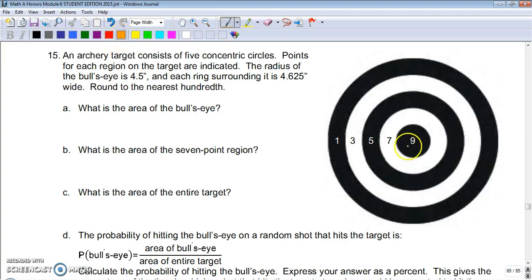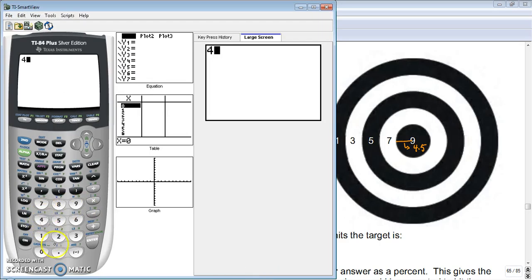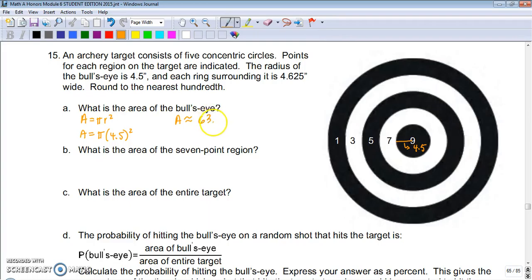Okay, so it tells me actually that the radius for the bullseye is 4.5 inches. So I'll plug that in to the area formula for a circle, and we will get that the area, rounding to the nearest hundredth, 4.5 times itself times pi is 63.62 inches squared.